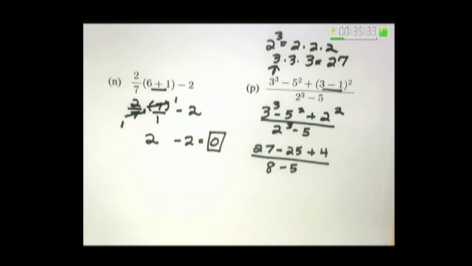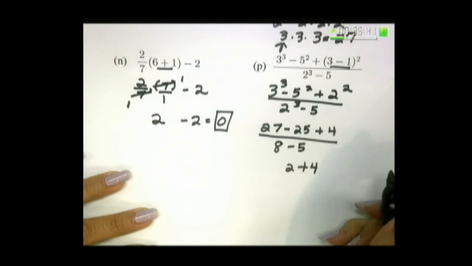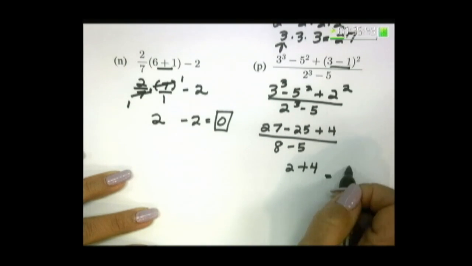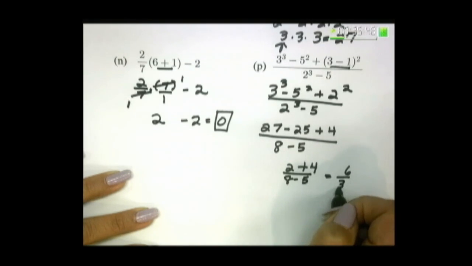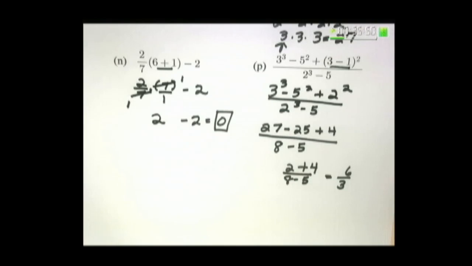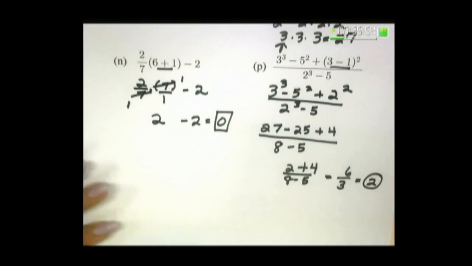So our numerator is all addition and subtraction, so we work it from left to right. 27 minus 25 is 2. And 2 plus 4 gives us 6. Over 8 minus 5, which is 3. Now 6 over 3 can be reduced. 6 divided by 3 is 2. So the answer there is 2.